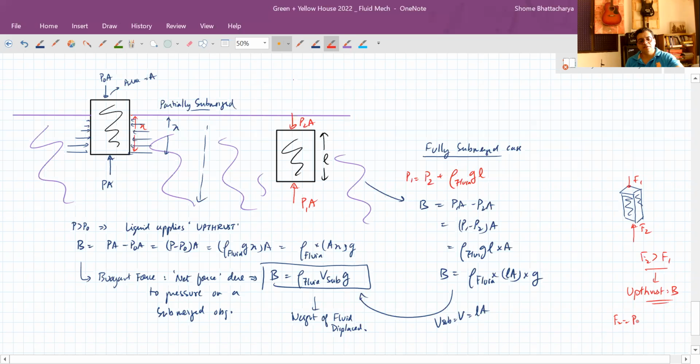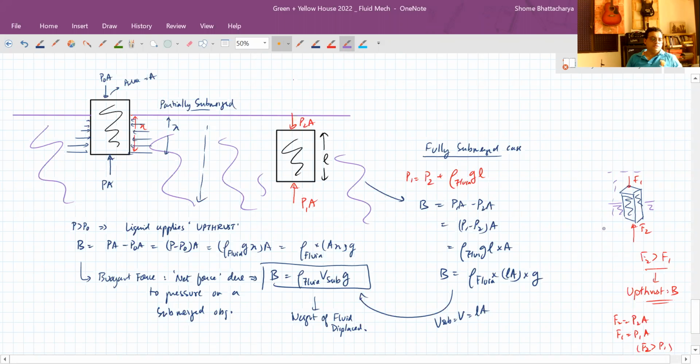F2 is the pressure at that point into area. F1 is the pressure at this point into area. And pressure at a lower point will always be greater than pressure at another point. It doesn't matter whether the level of fluid is up to here only or it is up to here, completely submerged, whichever be the case.